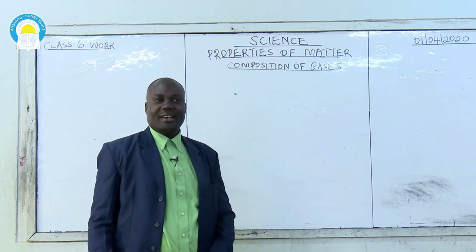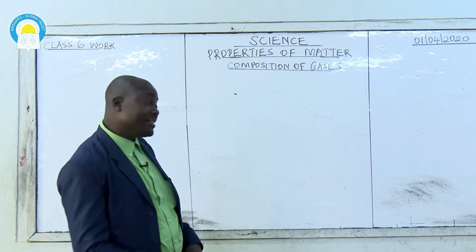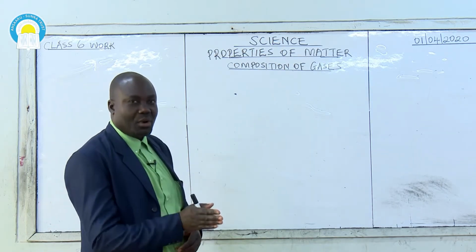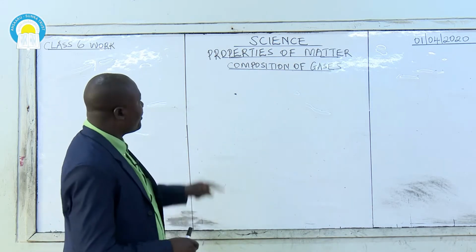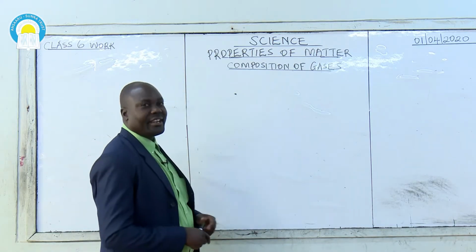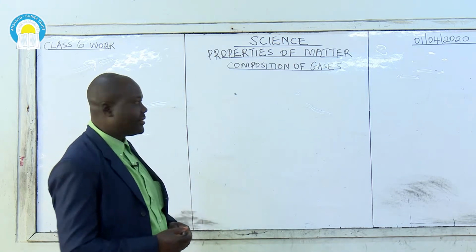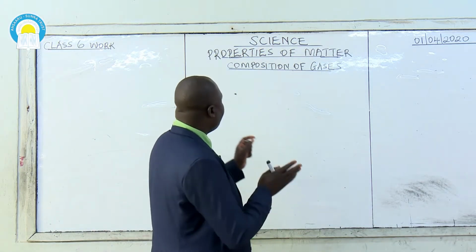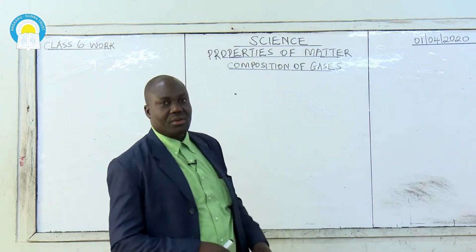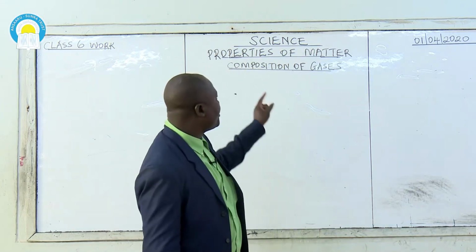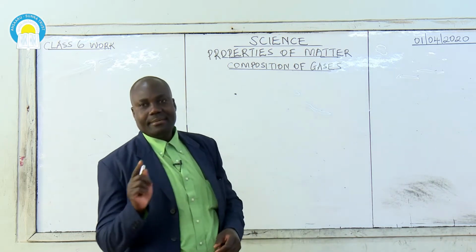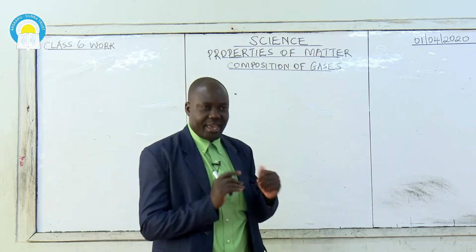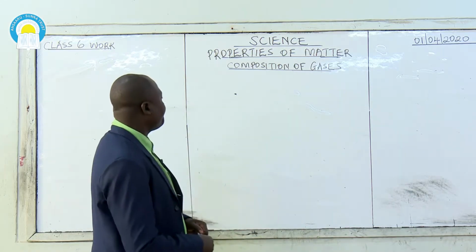This is a topic that's very short in class 6, and when you have your own time to peruse the course book, Primary Science Class 6, this topic runs from page 71 to 75. It is Unit 10 in that book. It has only two parts that we are going to cover. One, composition of gases, and two, uses of air, or gases if you want.